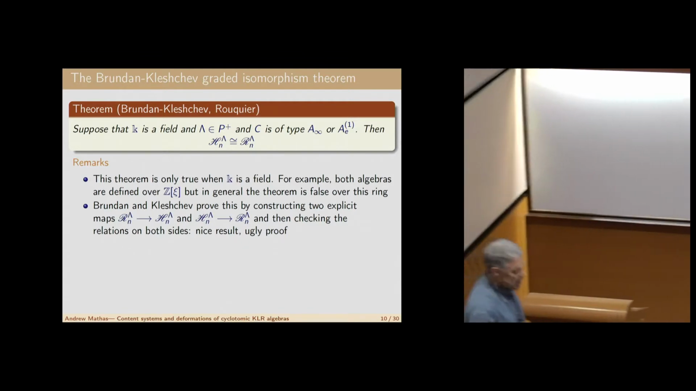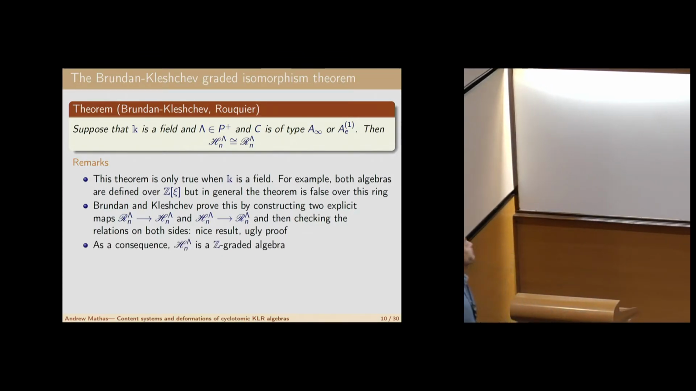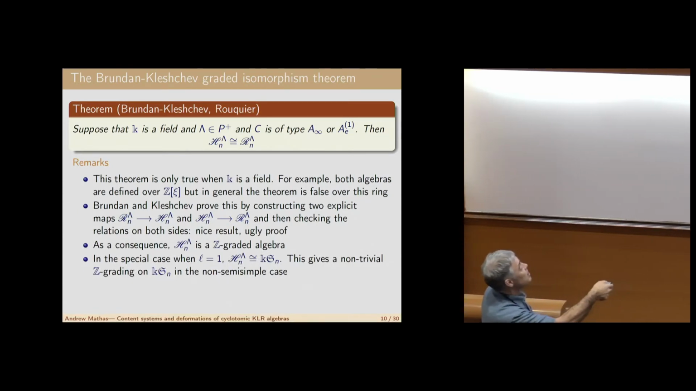Rouquier, I guess, has a slightly nicer proof, although there's one part of Rouquier's proof which I at least don't understand. But I think that's me. The main consequence, of course, is that we now know these algebras are graded. From the KLR point of view, we also know what these algebras are. We have a nice basis and so on.